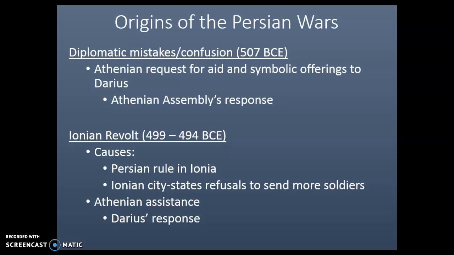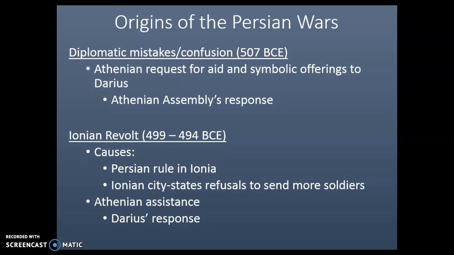The Persians had conquered this area, were taking it over. The Ionians wanted their freedom. There's a revolt there. Many Ionian city-states refused to join because they're afraid of the wrath of the Persian emperor and the Persian military. The Athenians say, we'll get involved, and they decide they're going to help the Ionians. They view them as kin, right? The same. And this angers Darius to no end.